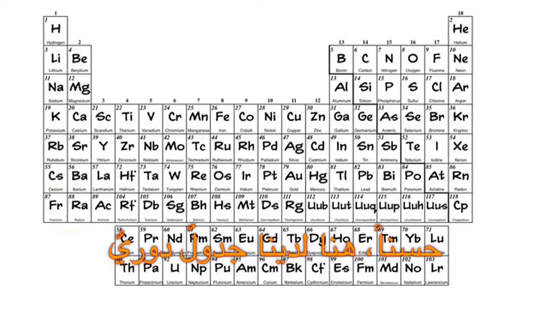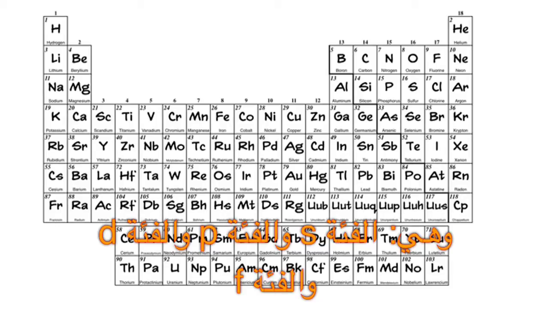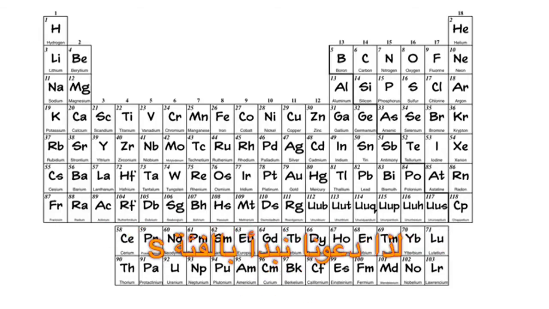Well, here we have our periodic table, and the first thing we want to do is label down the 4 blocks of the periodic table. That's the S block, the P block, the D block, and the F block. So let's start with the S block.